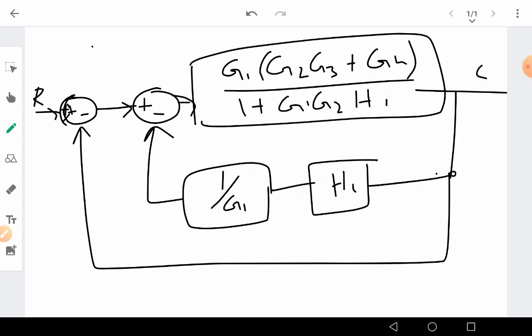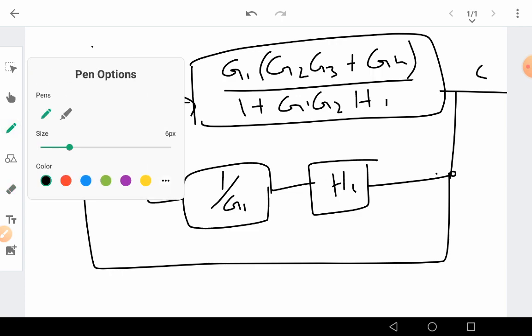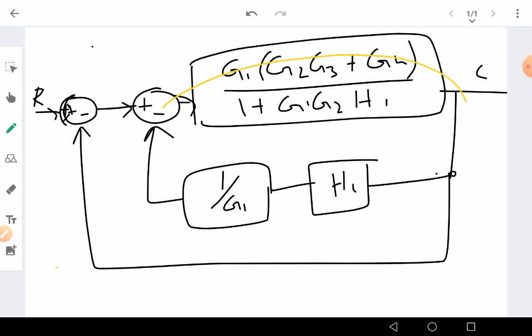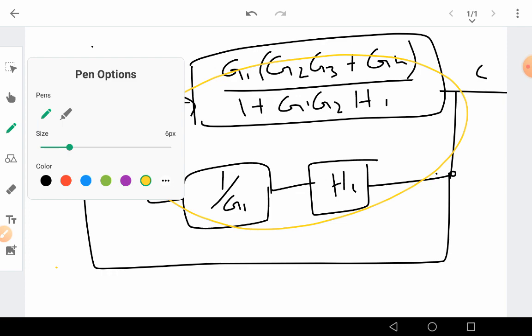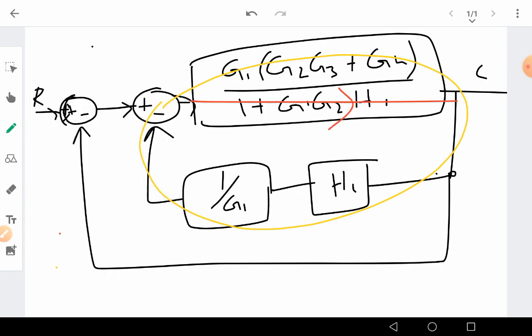So this is the status where we were. Now again there is a closed loop, we can see the closed loop here, so again we can use the closed loop transfer function here. So what will happen, the forward gain divided by 1 plus forward gain into feedback gain. So again this can be simplified, this is the forward gain, this is the feedback gain.